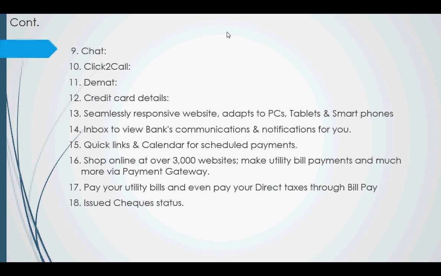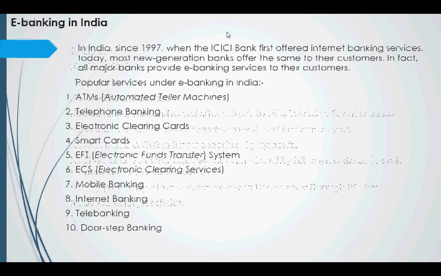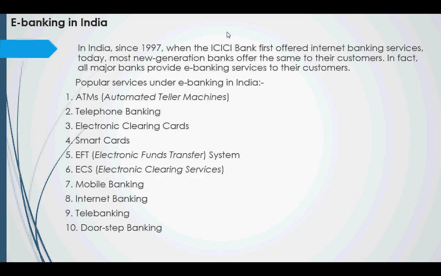A quick link and calendar for scheduled payments is also available. It reminds us of the calendar of events for businessmen and users. Shop online at over 3000 websites, make utility bill payments and much more via payment gateway. Pay your utility bills and even your direct tax through bill pay. Check status can also be viewed. So these are the features of e-banking.